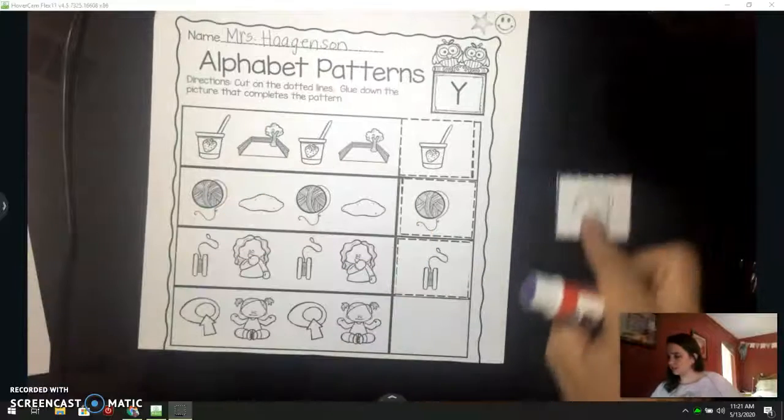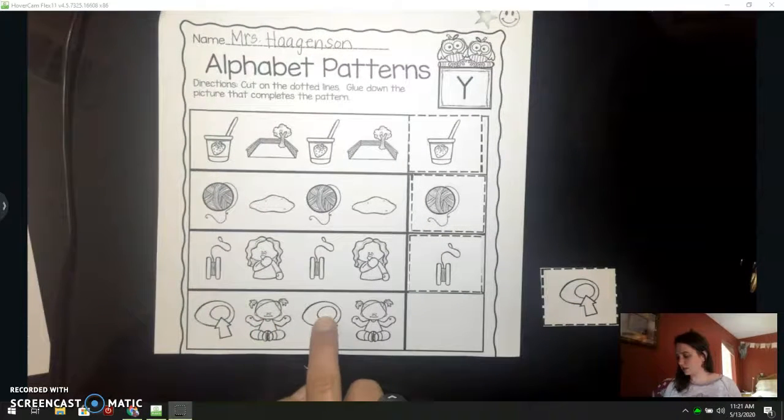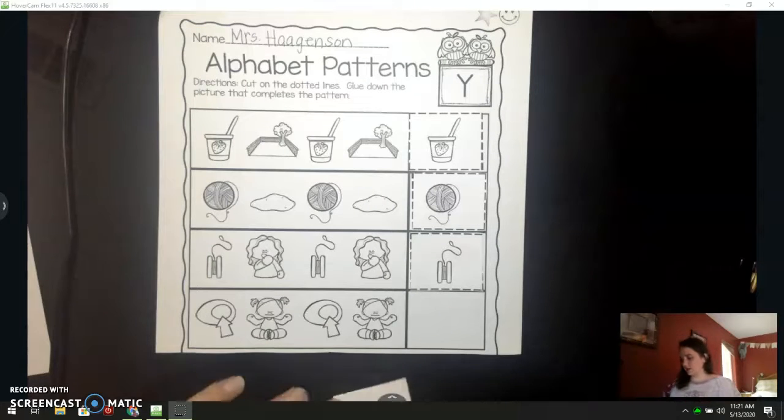Last one, I bet it's gonna be this. Let's double check. Yolk, yoga, yolk, yoga. The yolk of an egg is that yellow part that's in the middle.